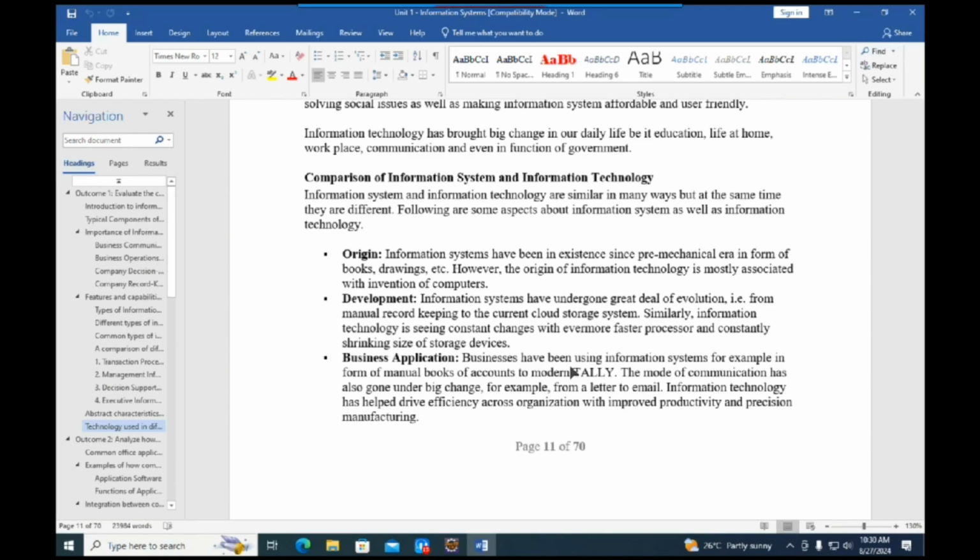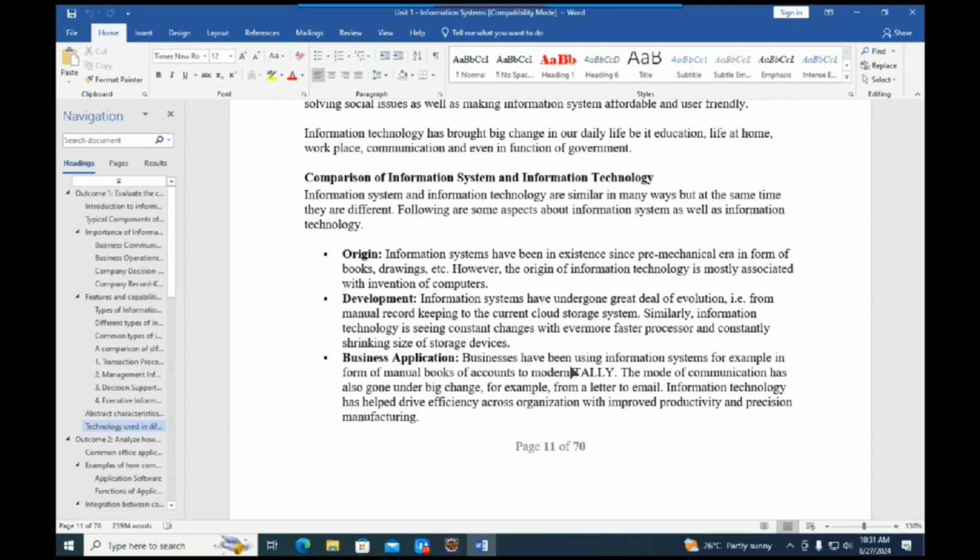Again, if we compare the two in terms of business application, we have had businesses using information systems way long, even before the computers were invented. We have, for example, the manual books of accounts. So the business has moved from the manual books of accounts. Now we have modern tallying. We have also had a big change in terms of how communication is done. We have moved from letters to now emails.